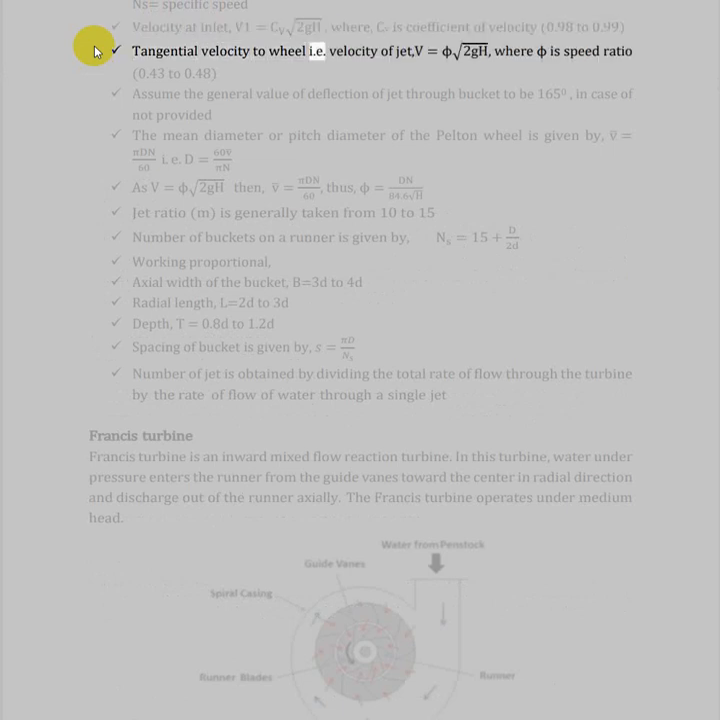Tangential velocity u equals phi times square root of 2gH, where phi is the speed ratio, 0.43 to 0.48. Assume the general value of deflection of the jet through the bucket to be 165° if not provided. The mean diameter or pitch diameter of the Pelton wheel is given by u equals πDN/60. The jet ratio, m, is generally taken from 10 to 15. The number of buckets on a runner is given by Z equals 15 plus m/2. Axial width of the bucket, B equals 3d to 4d, radial length, L equals 2d to 3d.